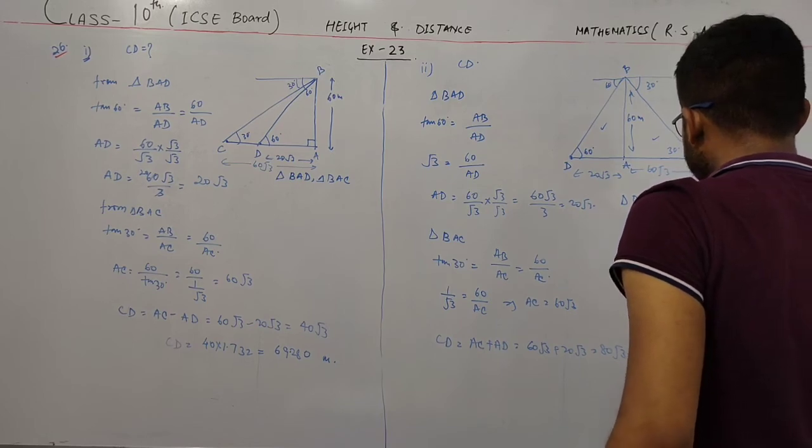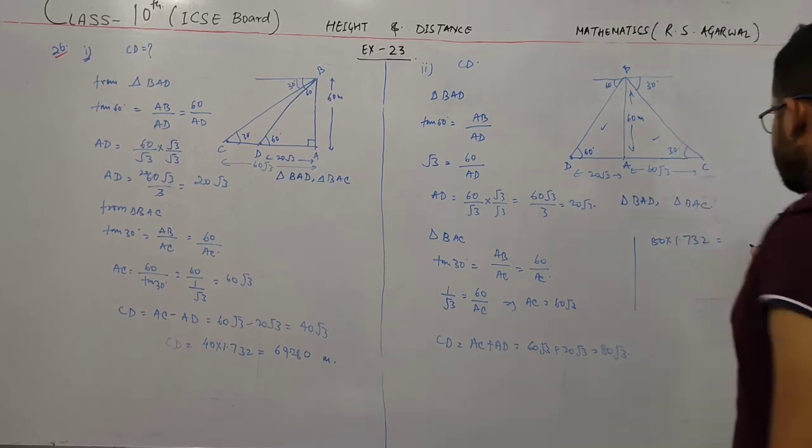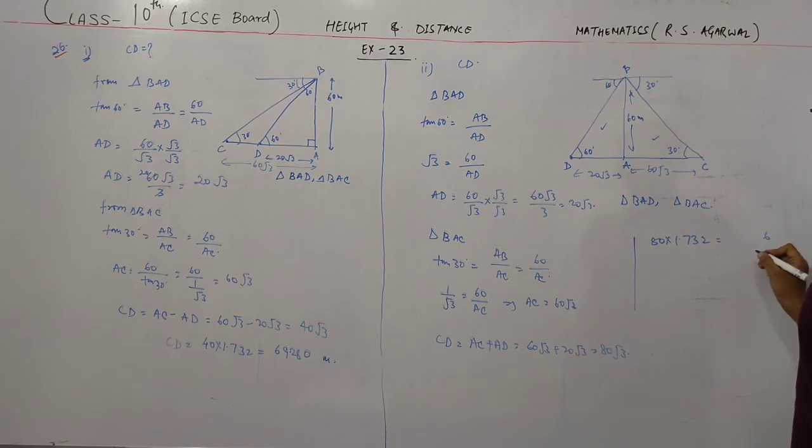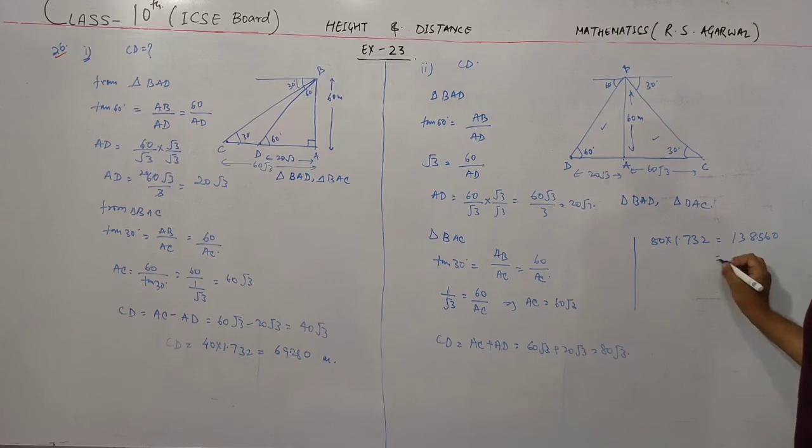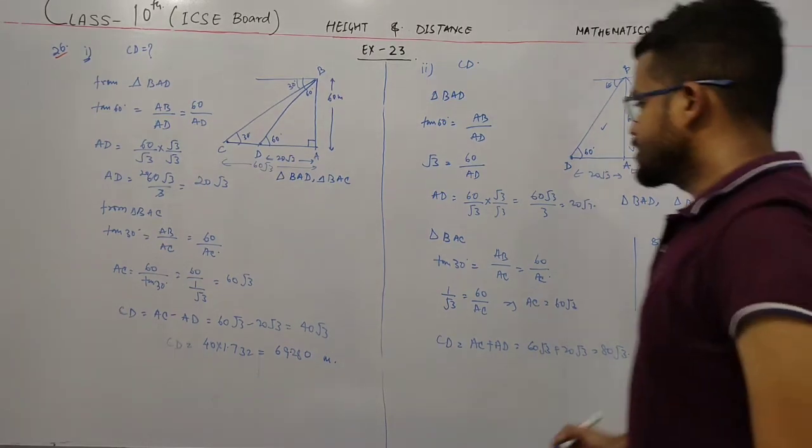80 into 1.732. Multiply this. 8 into 2 is 16. 8 into 3 is 24. 8 into 7 is 56. 8 into 1 is 8 and 5 is 13. And here it is 0. 138560. This is your answer.